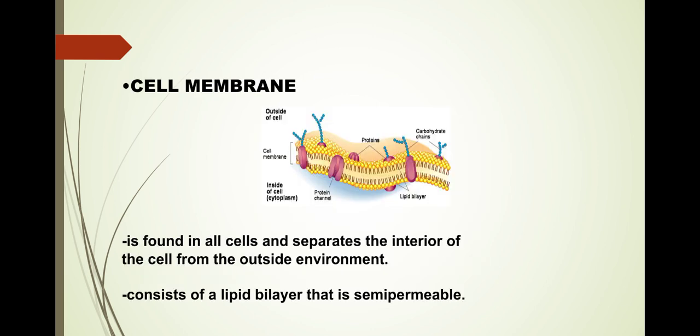Next is cell membrane. It is found in all cells and separates the interior of the cell from the outside environment. It also consists of a lipid bilayer that is semi-permeable.